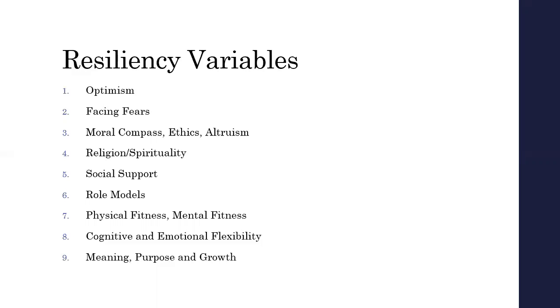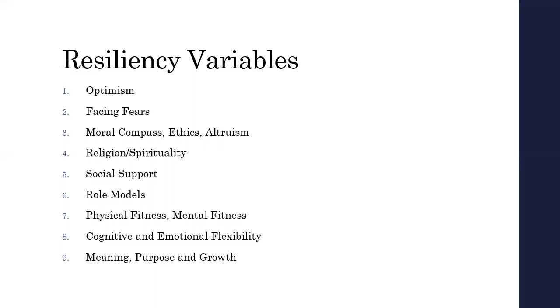The fourth is being part of something that is larger than yourself, and most people find this in religion or spirituality practices. Number 5 is developing social support networks. And then number 6 is having healthy role models in your life. 7 is keeping body and brain fit, and we know the importance of physical fitness on mental health. Mental fitness is engaging in challenging and growth activities for your brain, such as learning new skills.